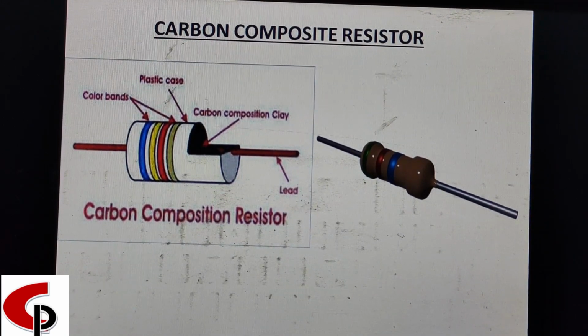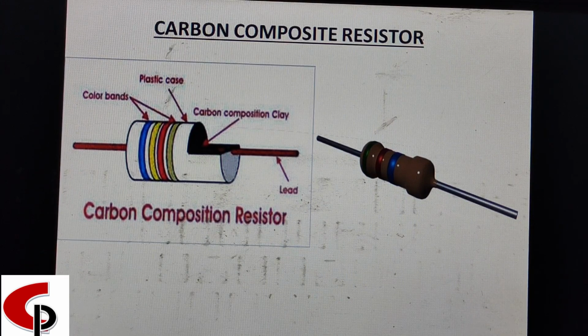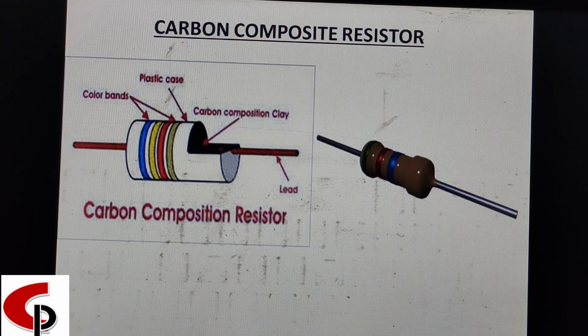The carbon composition resistors are made from a solid cylindrical resistive element with embedded wire leads or metal end caps. The cylindrical resistive element of the carbon composition resistor is made from a mixture of carbon or graphite powder and ceramic. The carbon powder acts as a good conductor of electricity. The solid cylindrical resistive element is covered with plastic to protect the resistor from outside heat. The leads made up of copper are joined at the two ends of the resistive element.